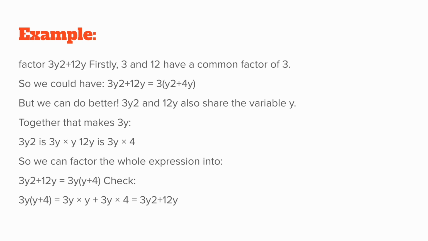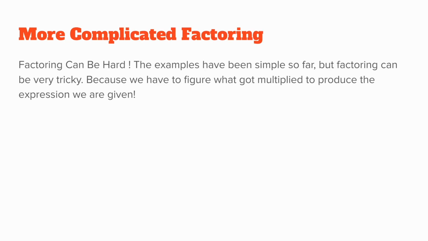3y squared and 12y also share the variable y, so together that makes 3y. So 3y squared is 3y times y, and 12y is 3y times 4. So we can factor the whole expression: 3y squared plus 12y equals 3y(y plus 4). Now we can try more complicated factoring.